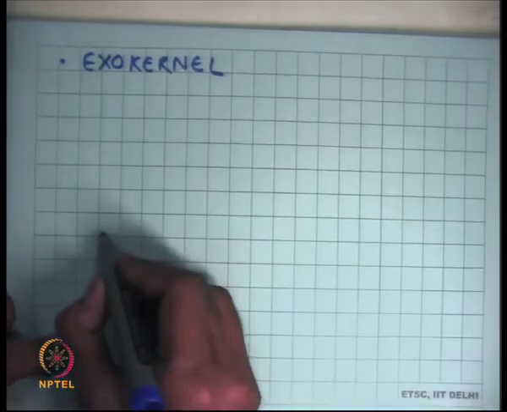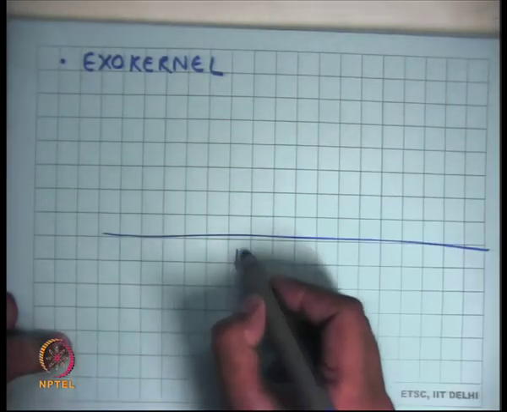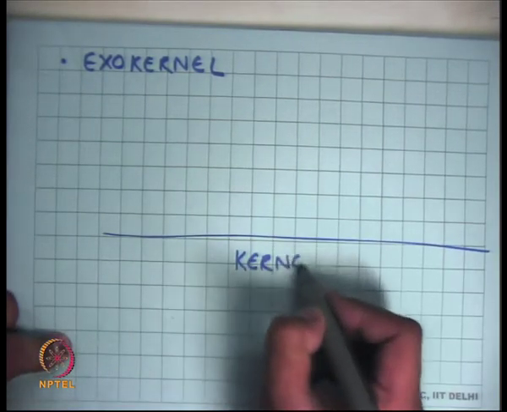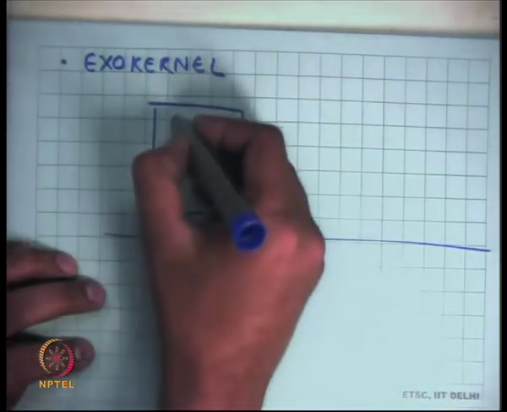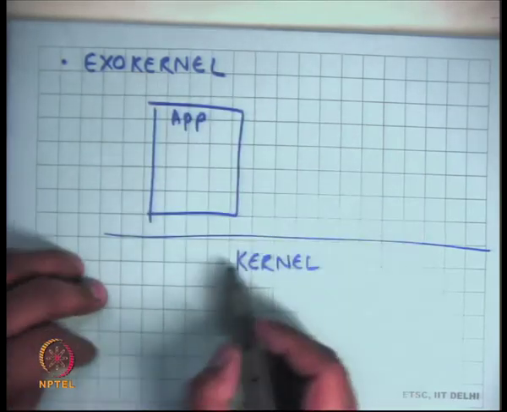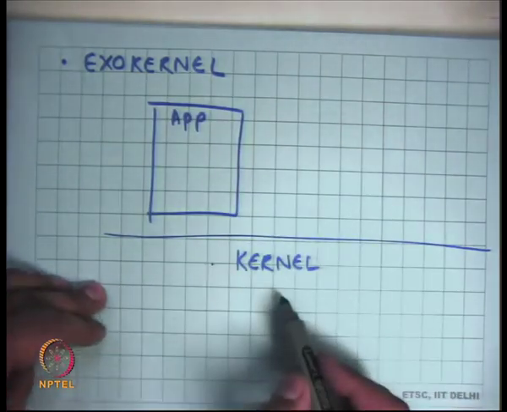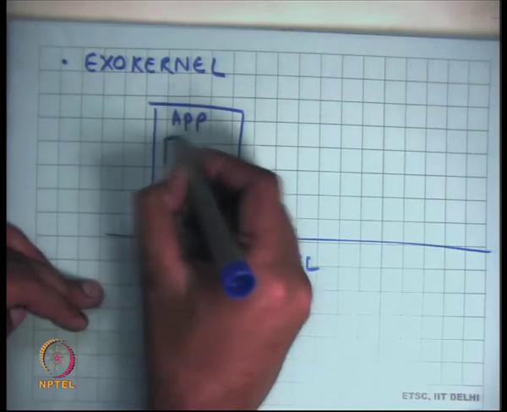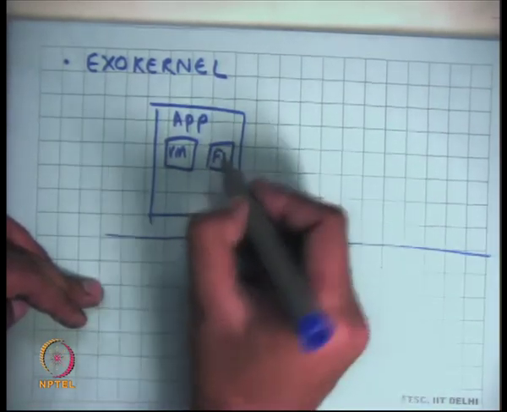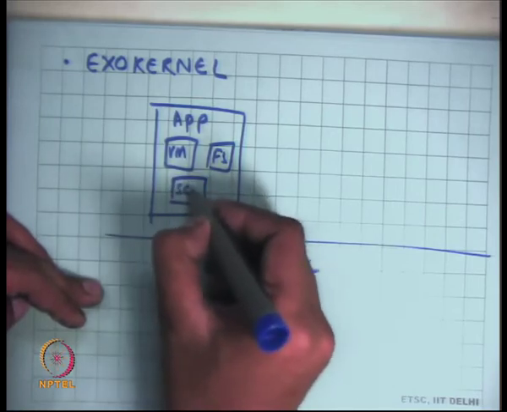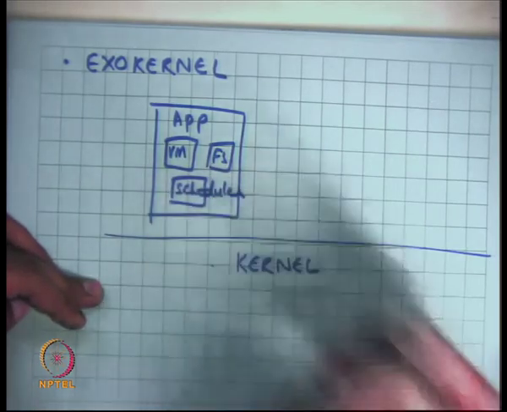So here the idea is that, let's say this is my kernel and this is my application. Earlier my VM and file system were living inside my kernel. Instead of that, let all these subsystems live inside the application, the scheduler, right?